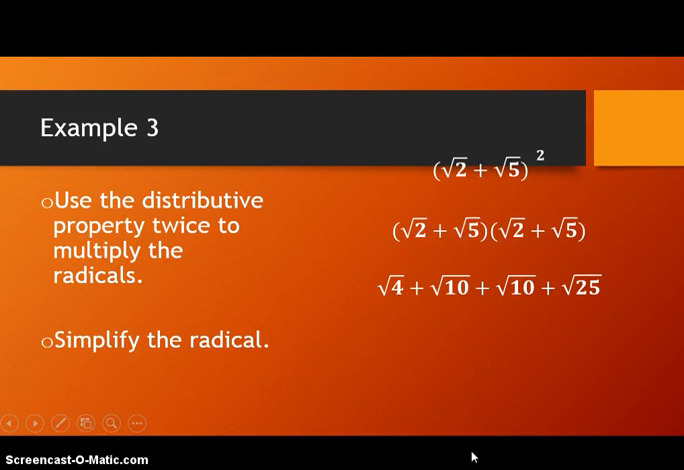Then all we need to do is simplify our radicals. So we get square root of 4 is 2. Square root of 10 plus the square root of 10 is 2 square root of 10. And then the square root of 25 is 5. We can combine the 2 and the 5 and we get 7 plus 2 square root of 10.